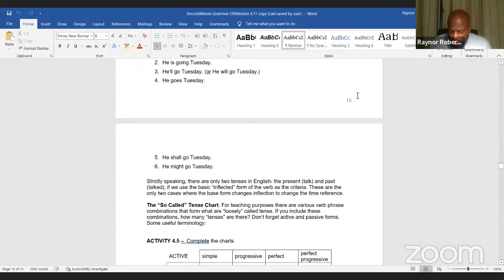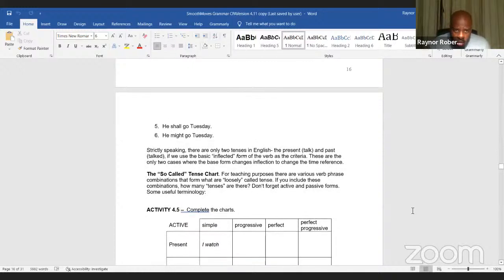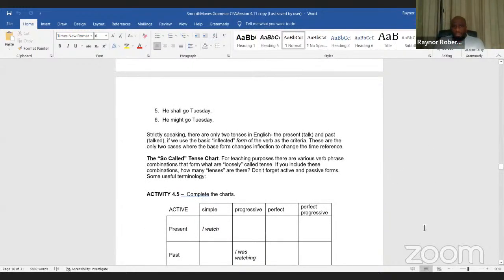What about 6? He might go Tuesday. It's unknown. There's a choice here, or just unsureness. Not certain. Possibility. Uncertain. It may not be his choice. It might be somebody else's choice, right? But either way it's not certain. It's a possibility. What word makes it a possibility? Might. What do we call that word?